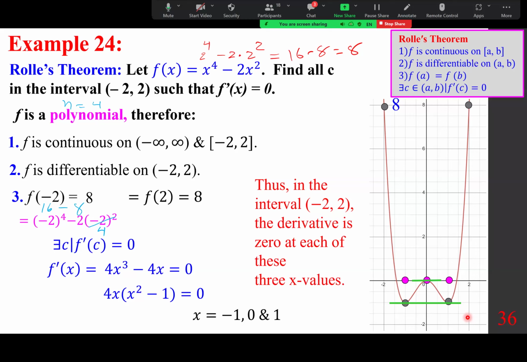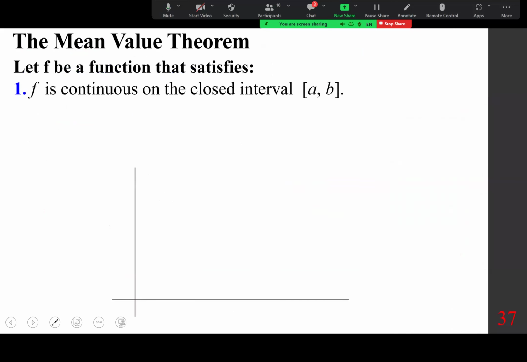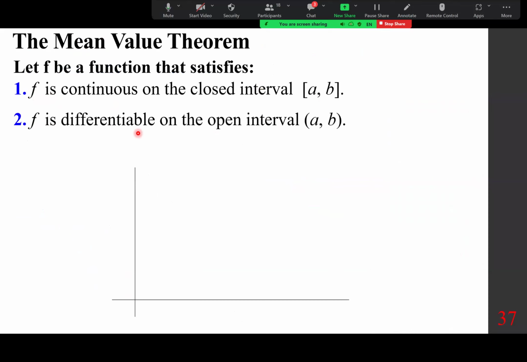So this was the Rolle's theorem. Now, what is the mean value theorem? Let f be a function that satisfies the same as before. Number one, f is continuous on the closed interval of a to b. This is just like the Rolle's theorem so far. Number two, f is differentiable on the open interval of a to b. So far, identical to the Rolle's theorem.